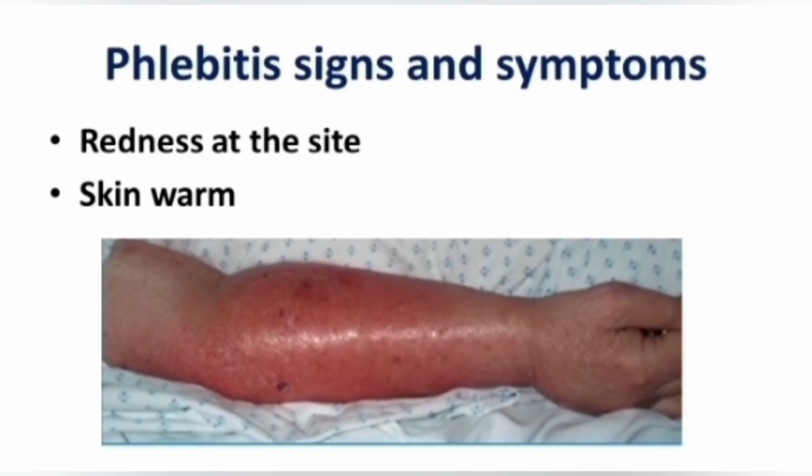The main signs and symptoms of phlebitis are redness at the site, skin warmness, swelling, a palpable cord along the vein, and an increase in the temperature of the skin.